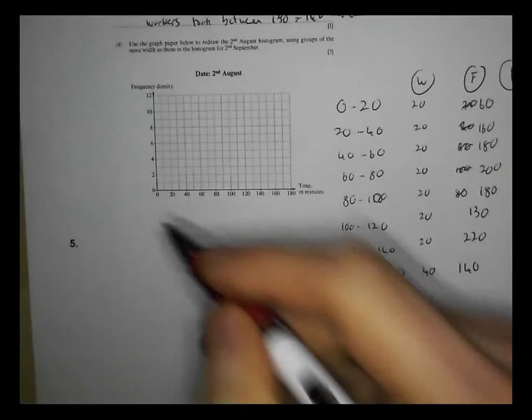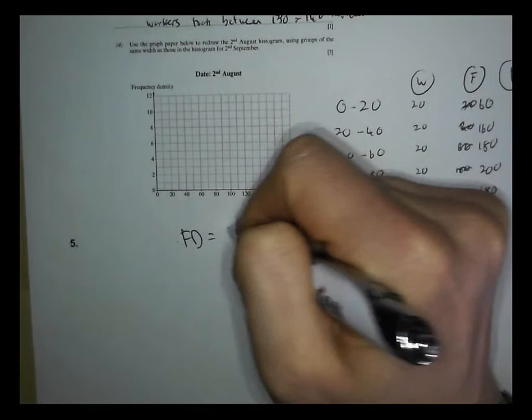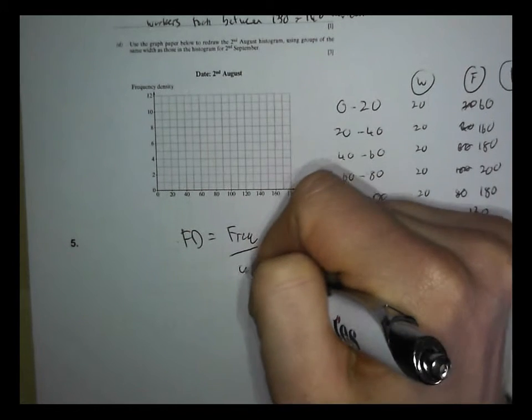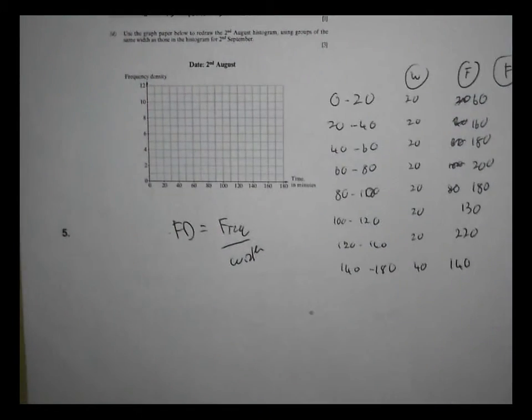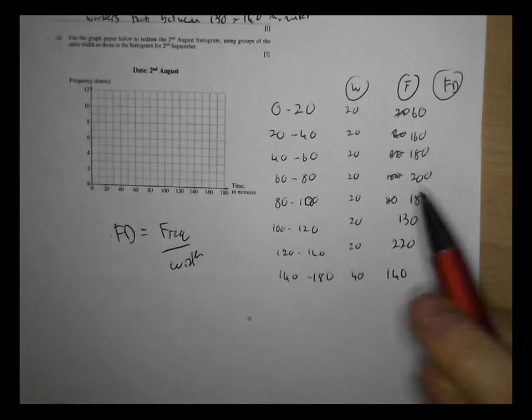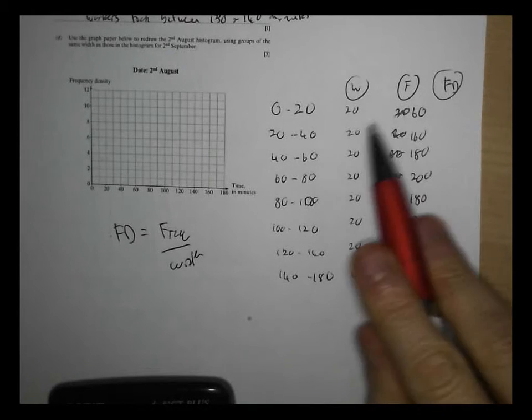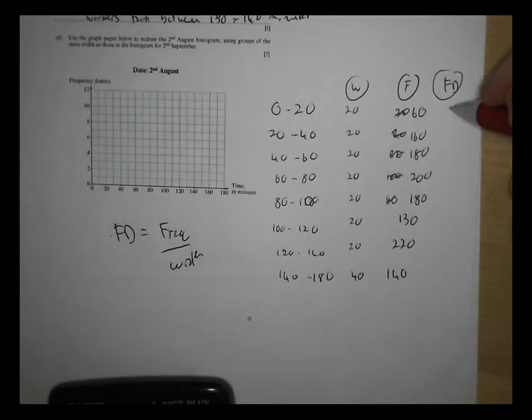And then finally I need my height, which is my frequency density. Now frequency density equals the frequency divided by my width. So let's get these done. We've got a frequency of 60 and a width of 20. I don't need a calculator for that. 60 divided by 20 is 3. 160 divided by 20 is 8. 180 divided by 20 is 9. 200 divided by 20 is 10. 180 divided by 20 is 9.